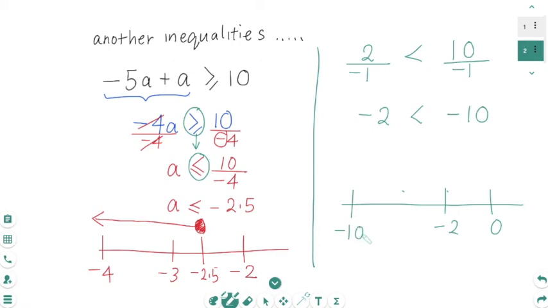So in terms of meaning, that's why when we divide a negative number on both sides, we have to change the inequality sign to the other side. This is one thing that you have to take note of when you're doing an inequality. All right, hope that helps.